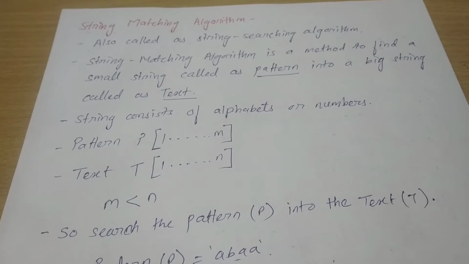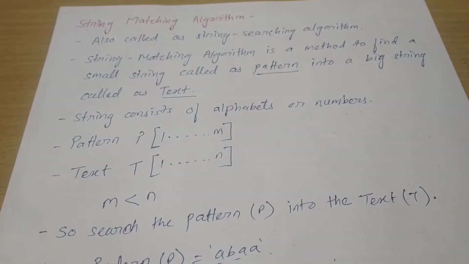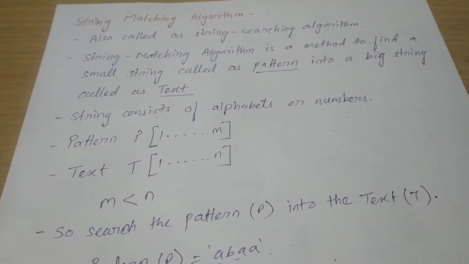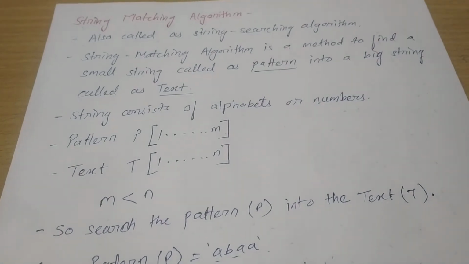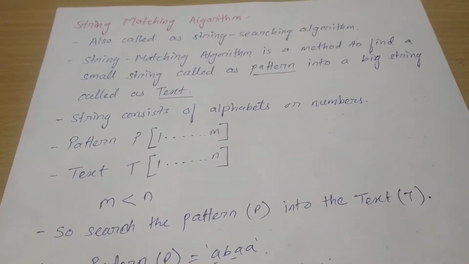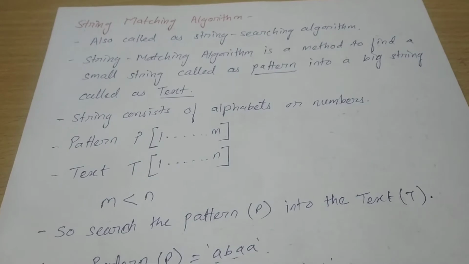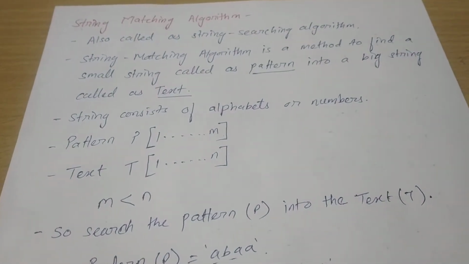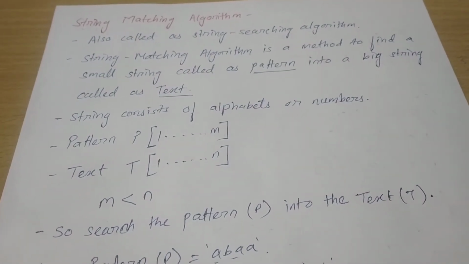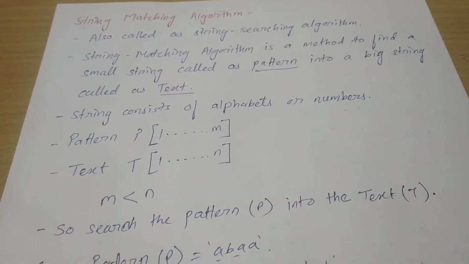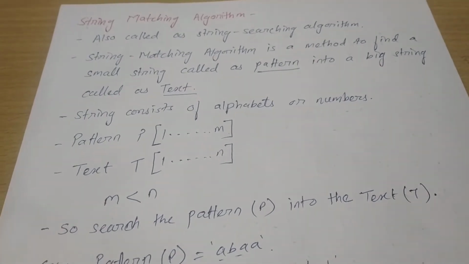It is also called the string searching algorithm. A string matching algorithm is a method to find a small string, called the pattern, in a big string, called the text. The first question in our mind is: what is a string? A string consists of alphabets or numbers.